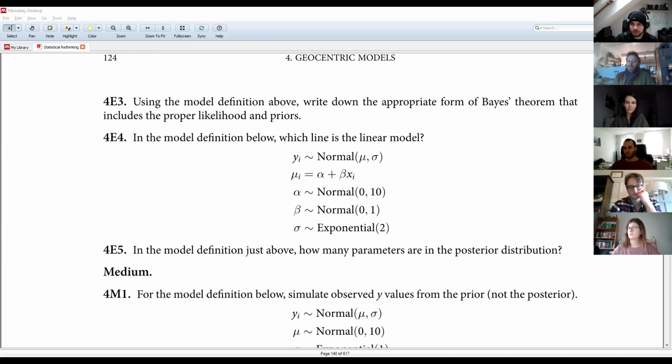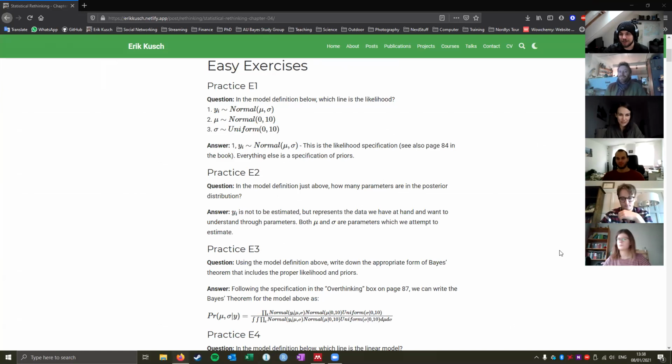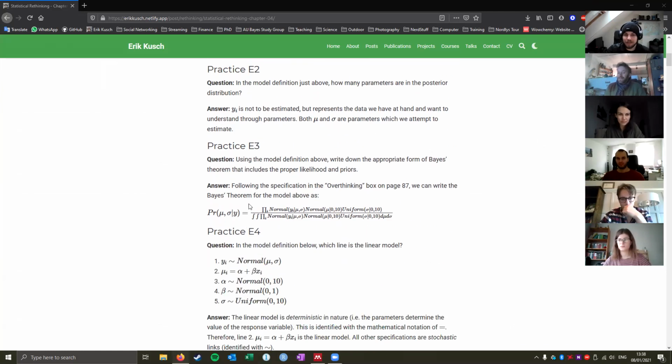Can you see my browser now? Or did I share just Mendeley? Why do you even give me the option of sharing just programs? Okay, there we go. So now you should be able to see it. I've done that right here. So I've just followed the example on page 87 for this.